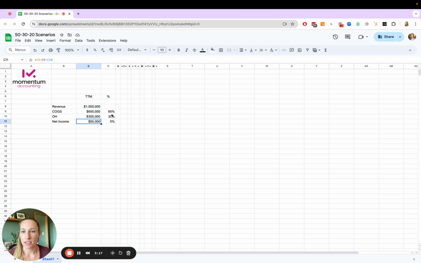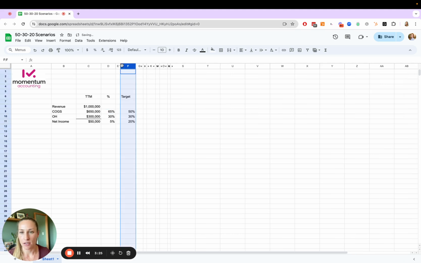So as we can see, this business is spending 65% of the revenue on COGS, 30% on overhead, and 5% is left for net income. And as we know, our target's 50-30-20. So their overhead's spot on, right? So it's not an overhead problem.